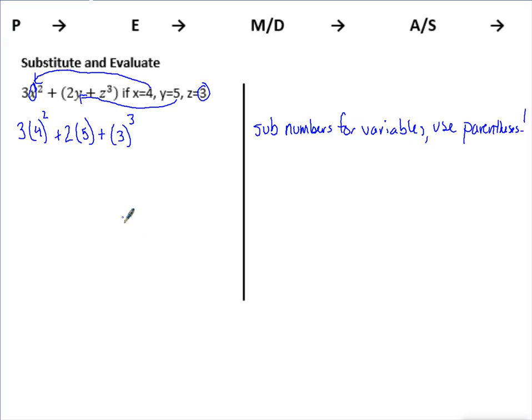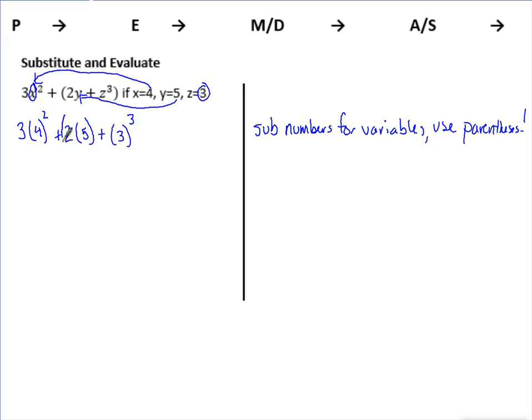Alright, and then we're going to do just like we did in the last problem. We're going to evaluate, we're going to go left to right, and we're going to use our acronym up here to help us remember. So parentheses. Now, I have parentheses written here, but inside the parentheses, I only have a single number. I don't have any operations.